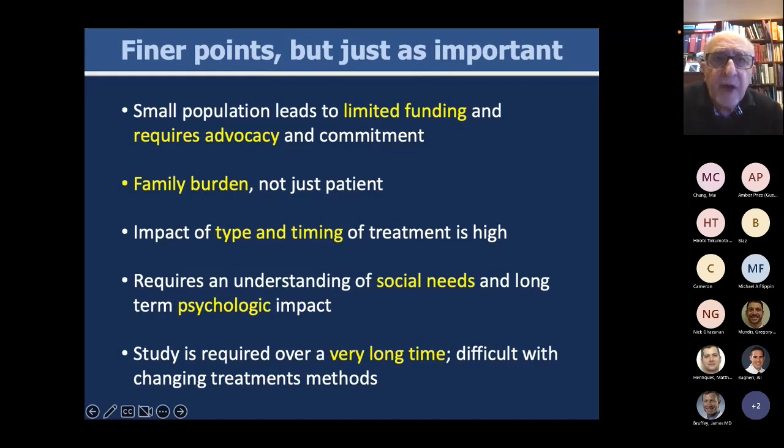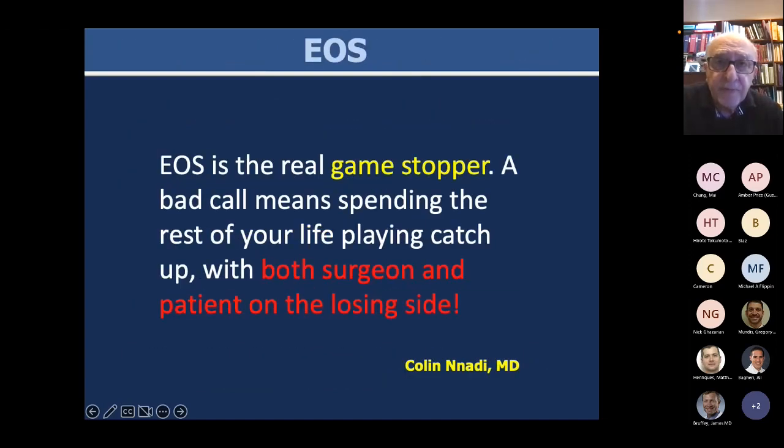But there were also finer points that are just as important. Small population, limited funding, require real advocacy for these patients. Family burden is not just the patient; the whole family is involved. The impact of the type and timing of the treatment is really high on families and patients, and there is social and psychological need. And we have to follow these patients for a long time to really know how effective the treatment is.